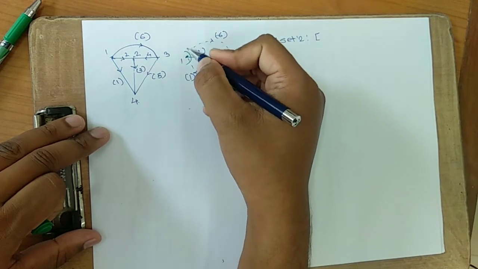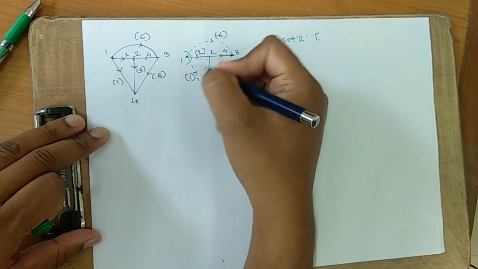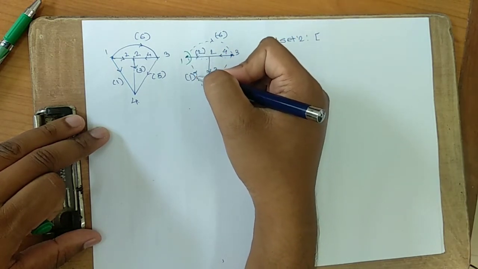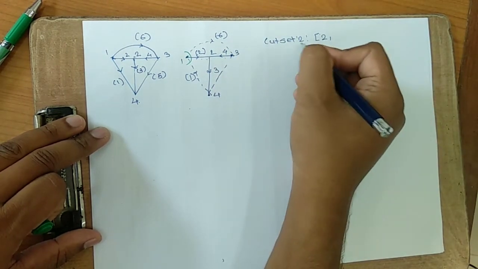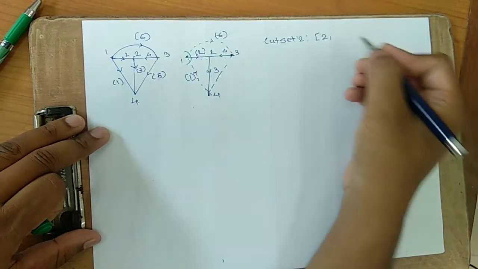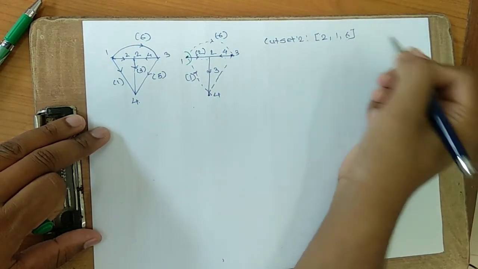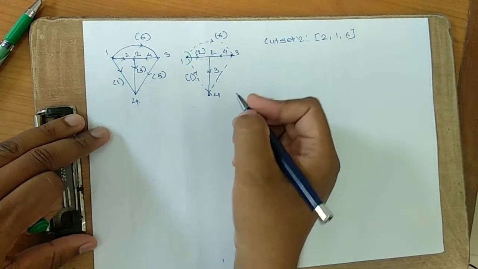If you are cutting this cut set, which branches are we cutting? First, second and 6. And I will write 2 first because the cut set name is 2. So 2, 1 and 6. Now we have to find the next cut set.